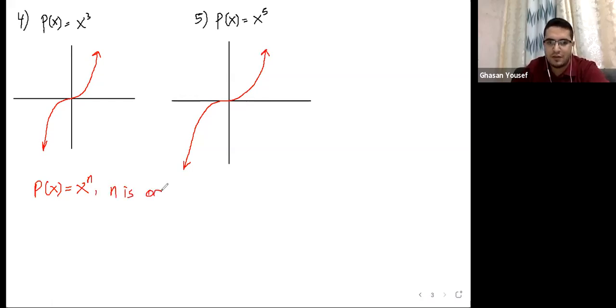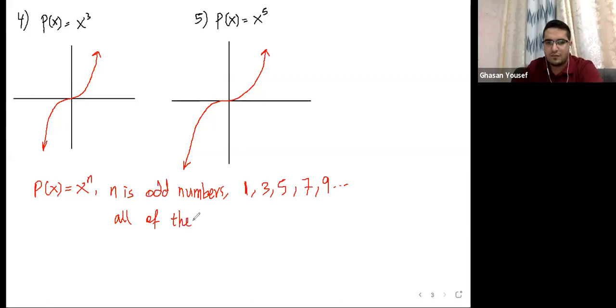What are the odd numbers? Which numbers are odd? 1, 3, 5, 7, 9. Exactly. Thank you. 1, 3, 5, 7, and 9. All of these are odd numbers. So the graphs have the same shape. All of them have the same shape. So look, this is a polynomial.